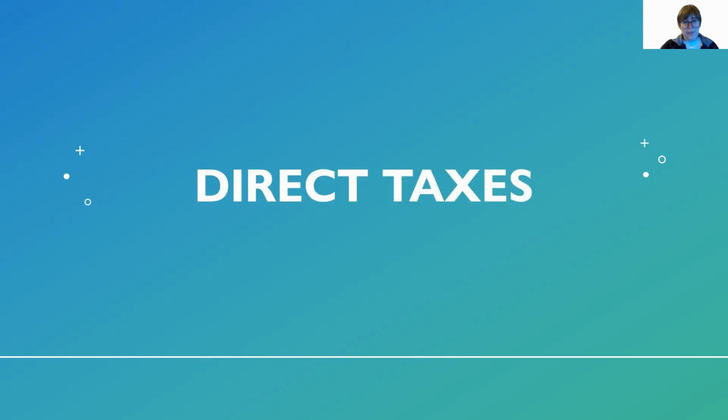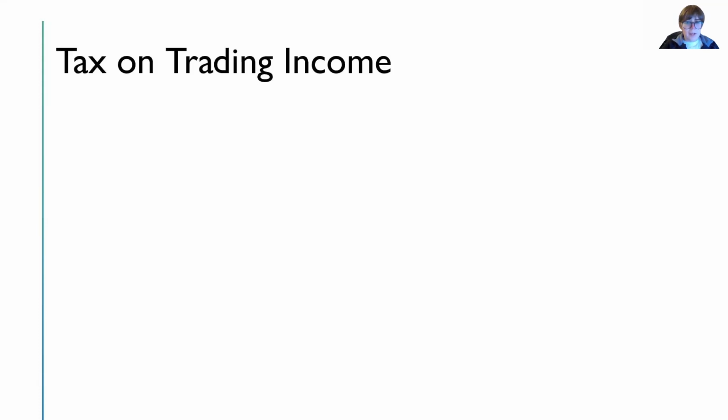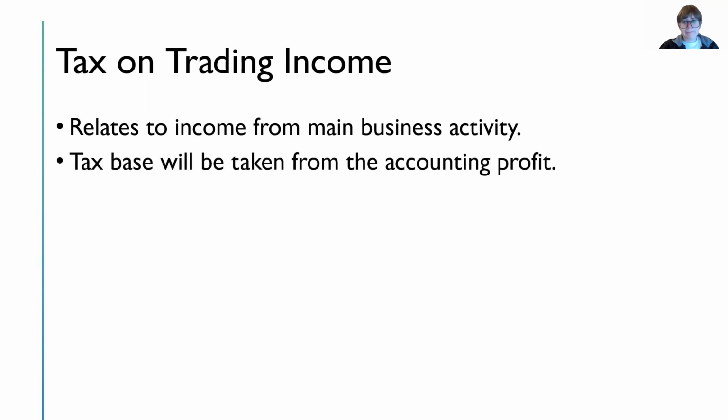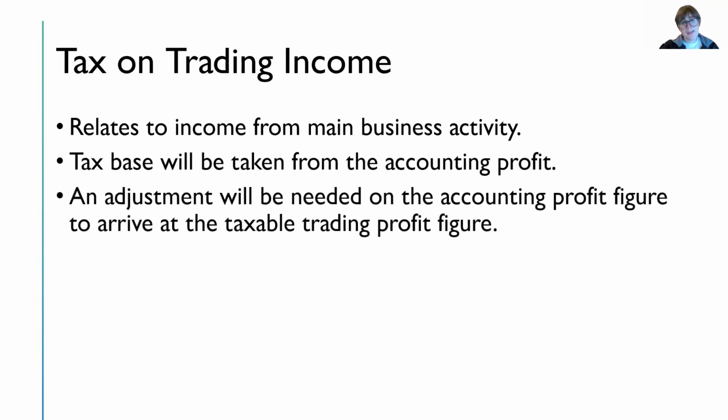So we're going to have a look at direct taxes in a little more detail now. We're going to focus on tax on trading income, capital taxes, property taxes, and wealth taxes. So let's see what's in store. Starting with tax on trading income, this relates to income from main business activity. The tax base will be taken from the accounting profit, and an adjustment is going to be needed to the accounting profit figure in order to arrive at a taxable trading profit figure.